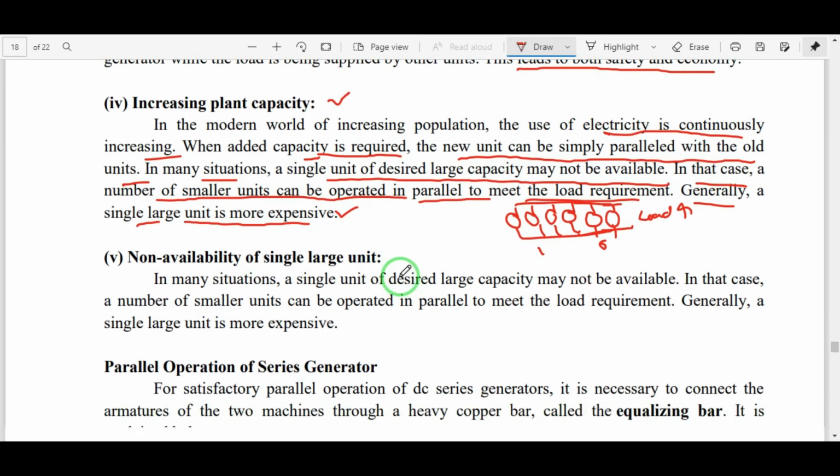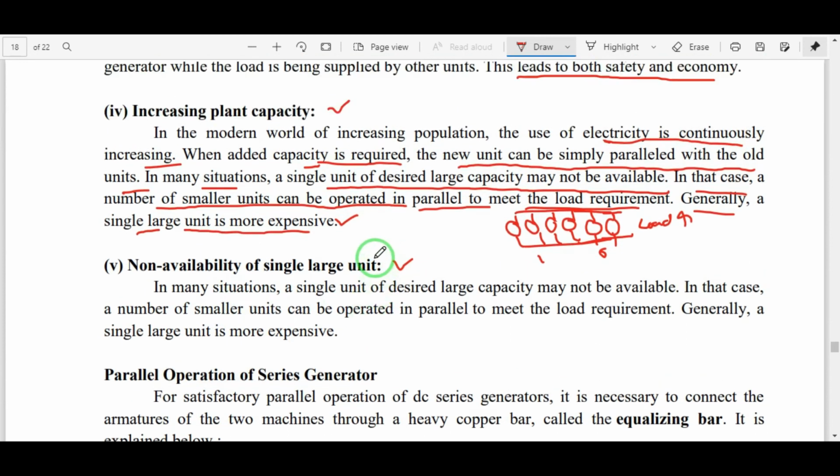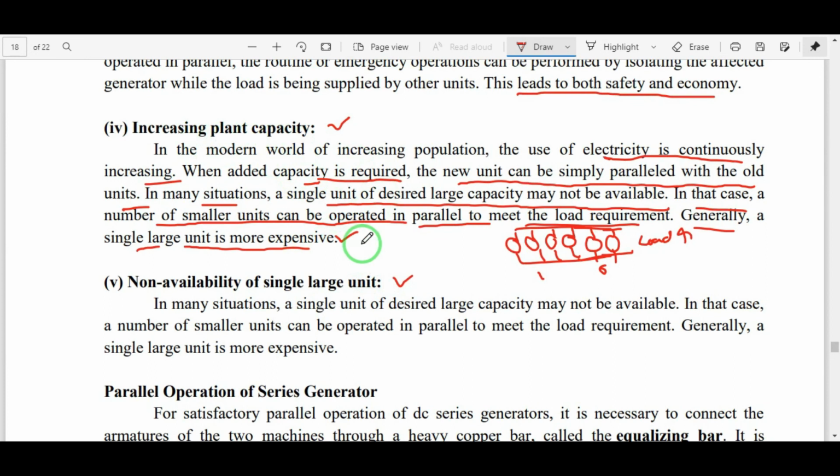And coming to the last one, non-availability of a single large unit. We cannot provide a single large unit if we need it. So at that time we have to connect small units in parallel.